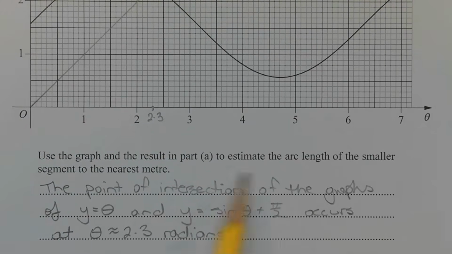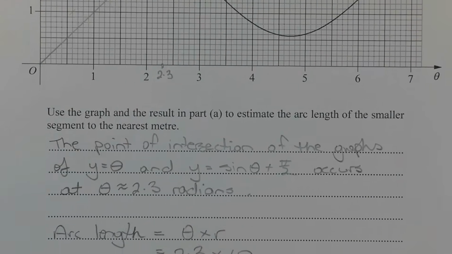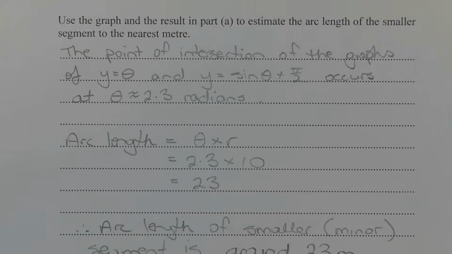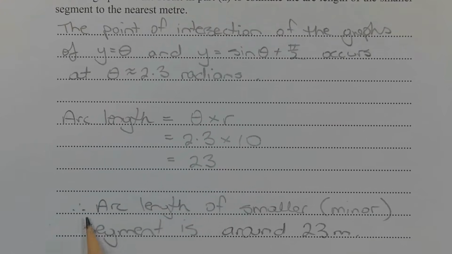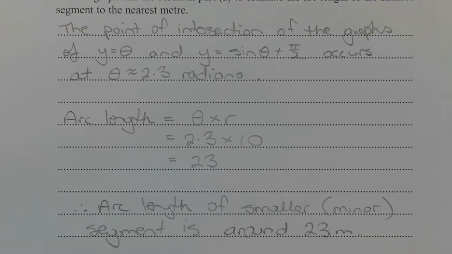And I've stated that here. So the point of intersection of the graphs of y equals theta and y equals sine theta plus pi over 2 occurs at theta roughly equal to 2.3 radians. So to find the arc length, we use the arc length formula. So arc length is equal to theta in radians multiplied by the radius of the circle. So that's 2.3 times 10, which is equal to 23. Therefore, the arc length of the smaller or minor segment is around 23 meters.